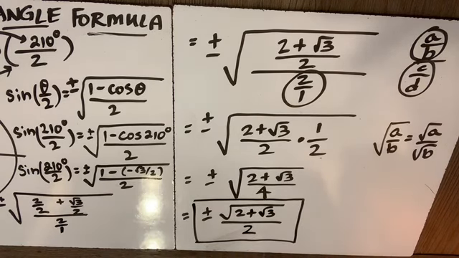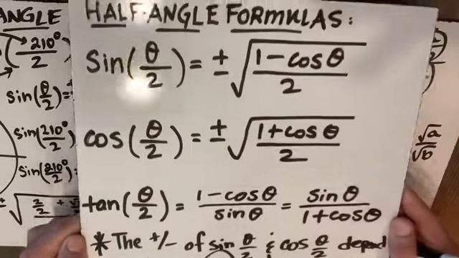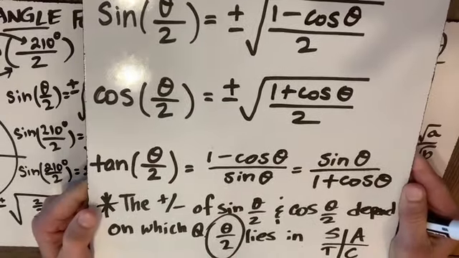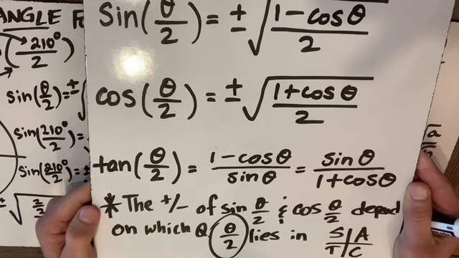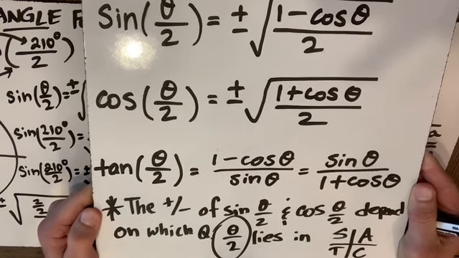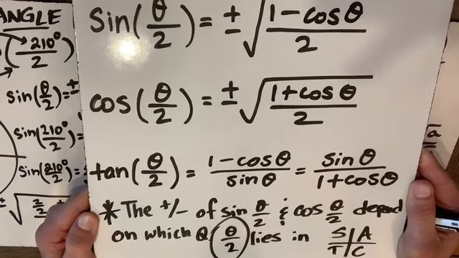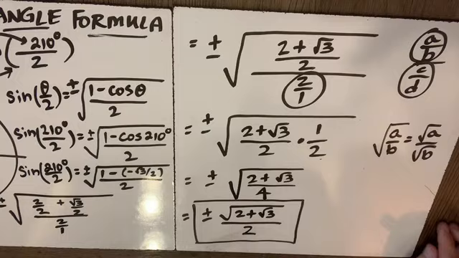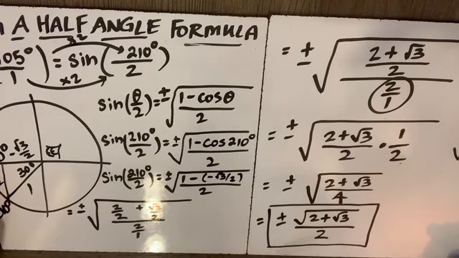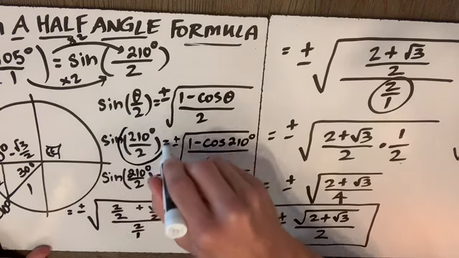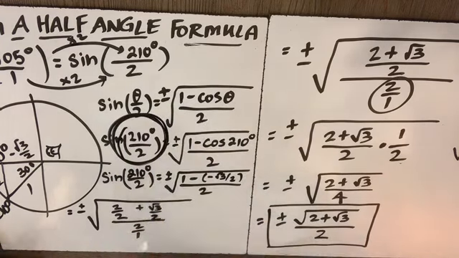Almost. You see, I didn't have the triumphant music. I have to decide, is this a plus or a minus? And I'm going to remind you of the very important statement. Here it is. The plus or minus of sine of theta over 2 or cosine theta over 2 depends on which quadrant theta over 2 lies in. So I'm going to encourage you to circle which is your theta over 2 angle.